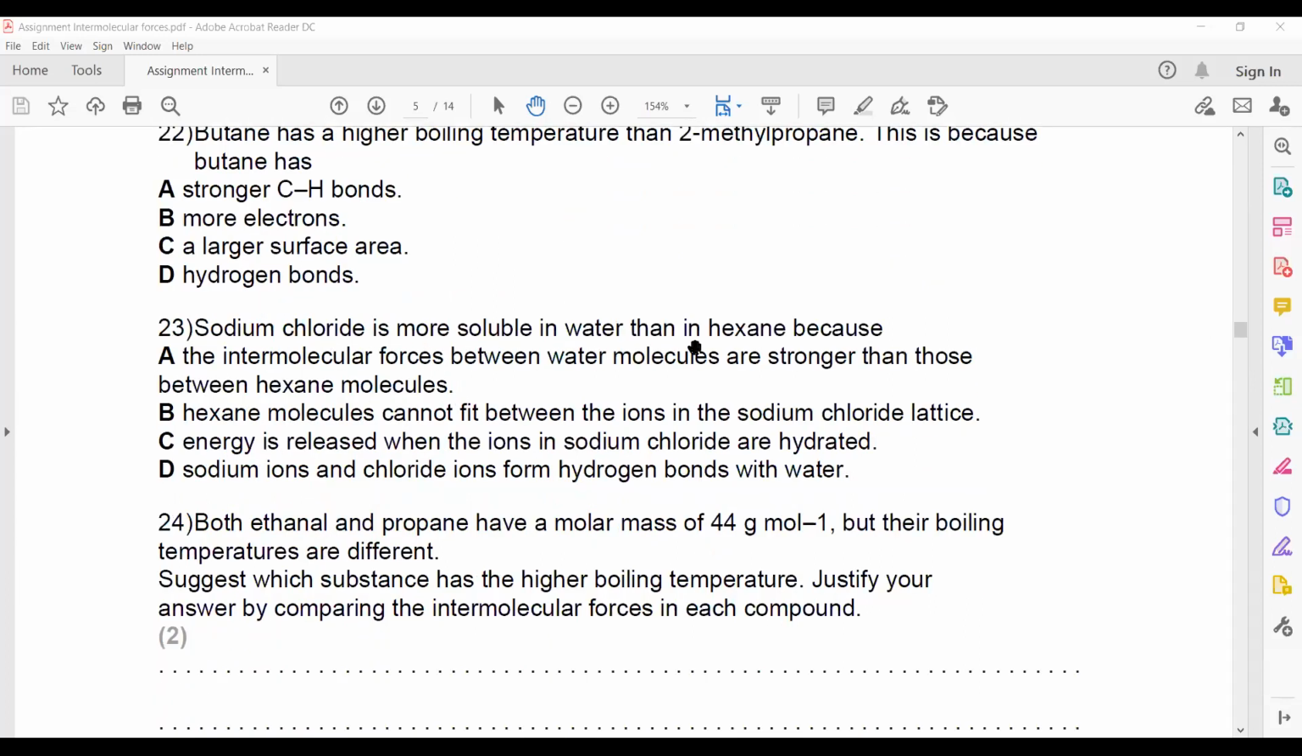Sodium chloride is more soluble in water than in hexane. What is the reason for that? Why is sodium chloride more soluble in water than in hexane? The option says intermolecular forces between the water molecules are stronger than in hexane. That's not about the comparison between water molecules and hexane molecules. What happens is the energy is released when the ions in the sodium chloride are hydrated, and that energy release causes the ions to separate from each other. That's why it will dissolve. So C is the right answer for this.